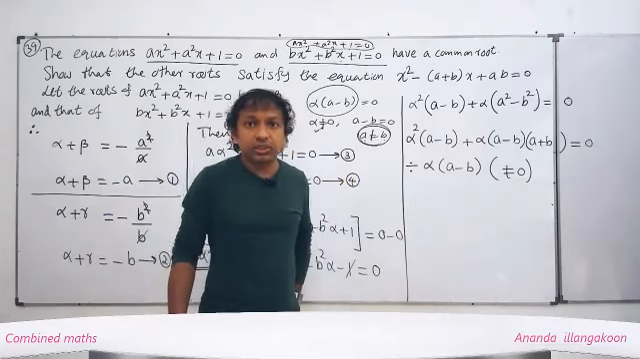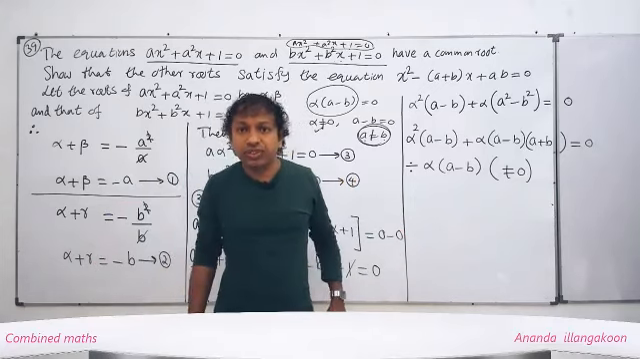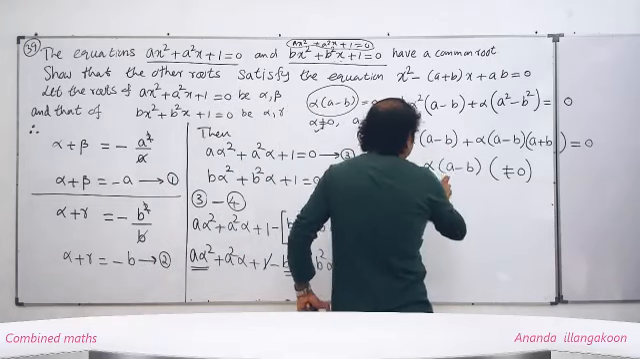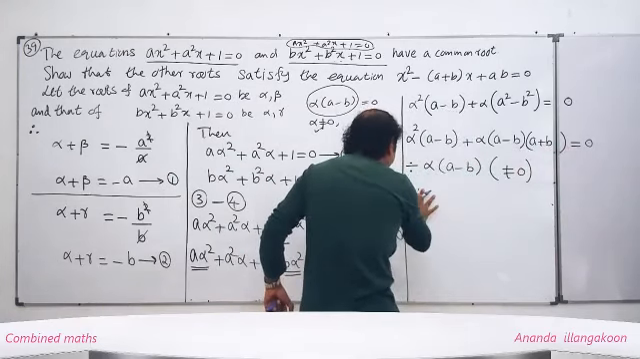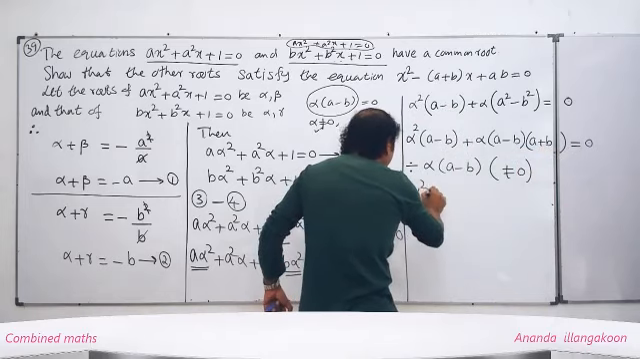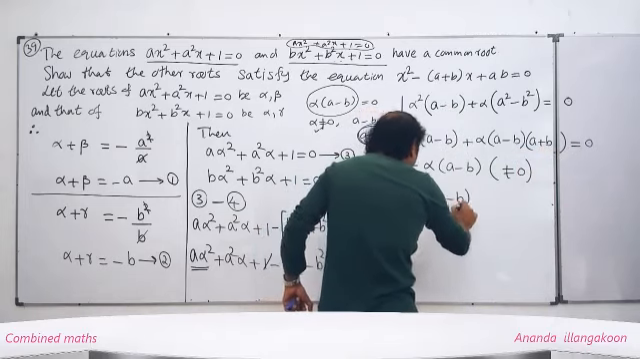Getting the answer is not the final aspect. You should know these things right now. Then I'm going to divide by this and the right hand side. Then what happens? I'm going to find this common root alpha. By this we divide.